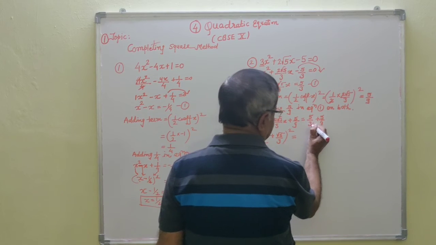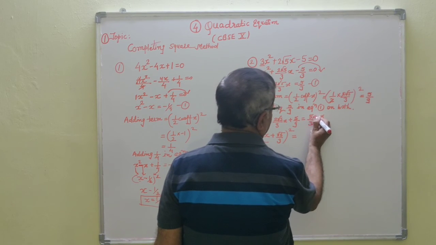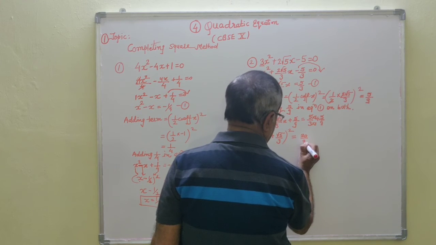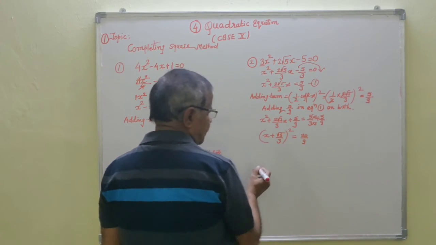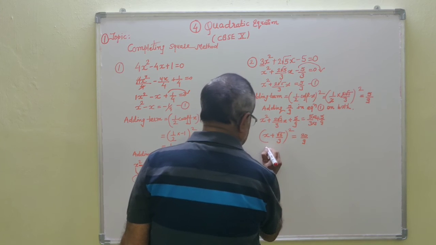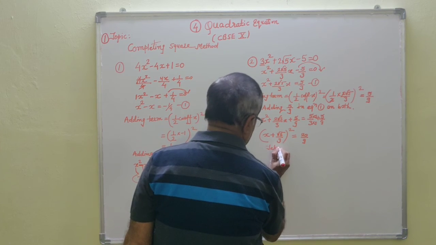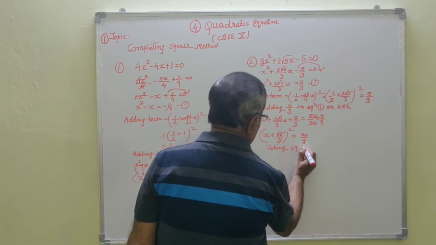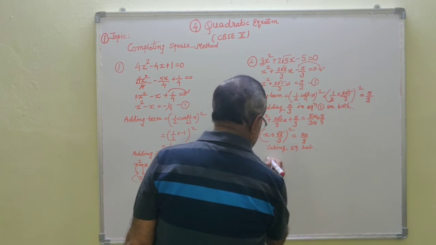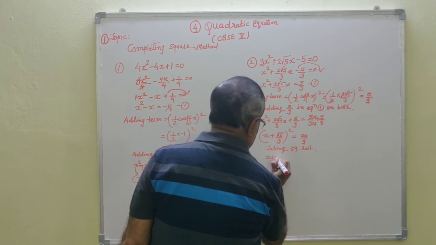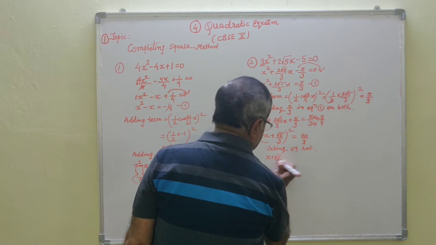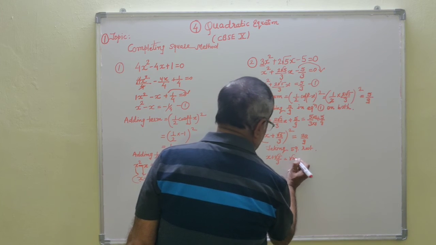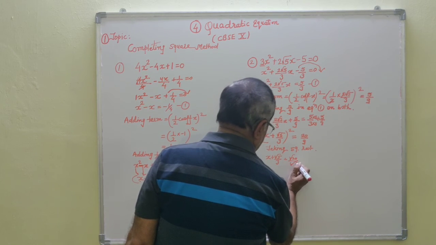Now I will take the LCM of this. What will come here? 15 plus 5 is 20 upon 9 will come here. Now I will take the square root on both sides. In order to remove the square, taking square root. Okay, what will come here? X plus root 5 upon 3 is equal to root 20, okay, root 20 upon root 9 will come here.